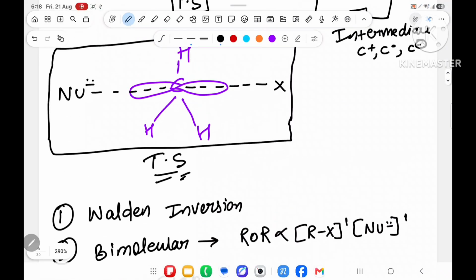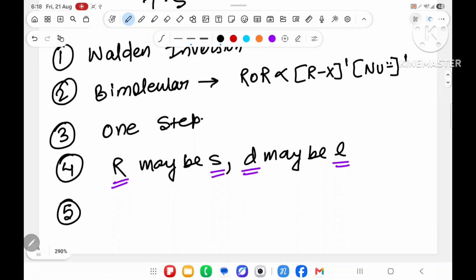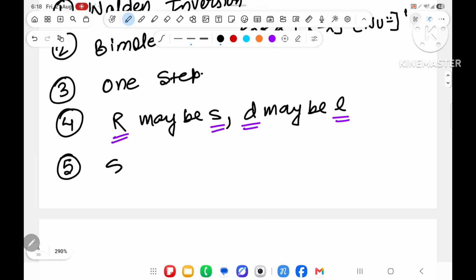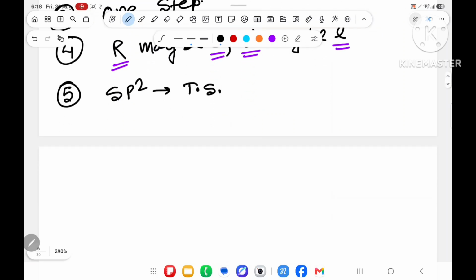Now, if I find the hybridization of this species, what will I say? 1 sigma bond, 2 sigma bond, 3 sigma bond. 3 sigma bonds plus 0 lone pairs, that means 3, which means sp2 hybridized. These two are not taking part in hybridization, right? One is going, one is coming. Hybridization is of what is present. It means we will write the fifth point: the transition state is sp2. The transition state is highly unstable.